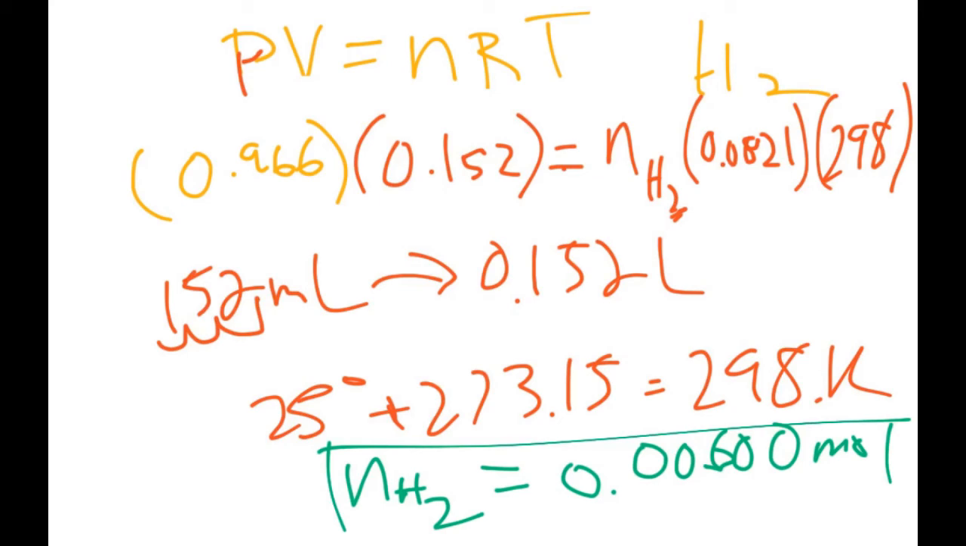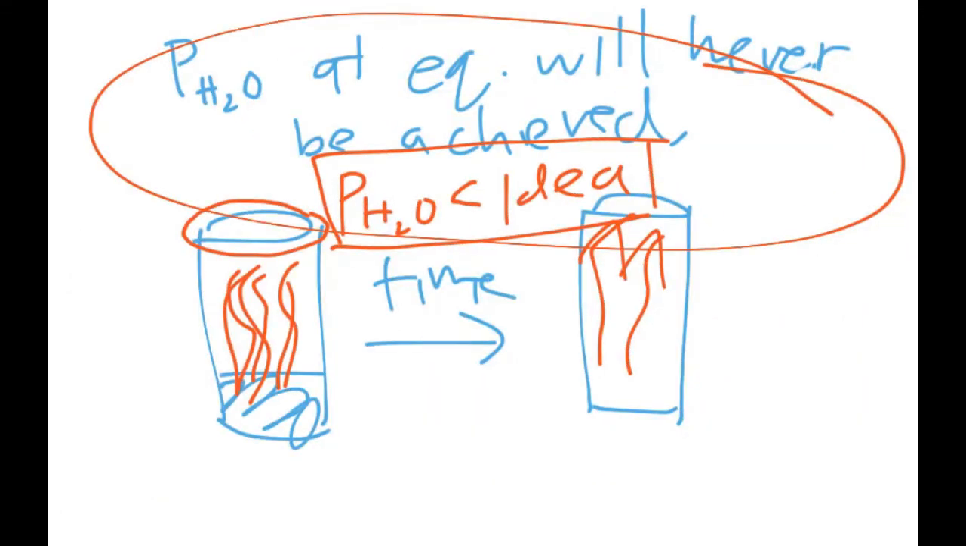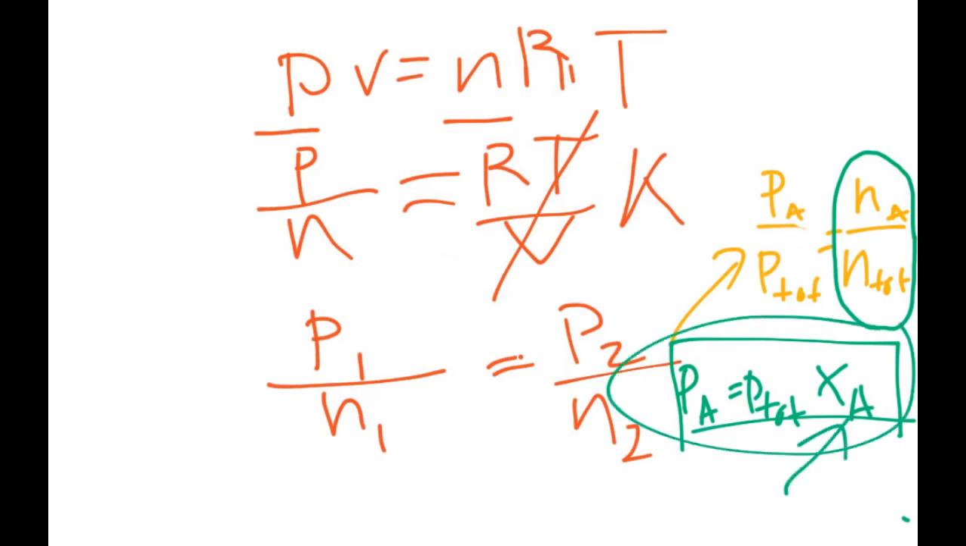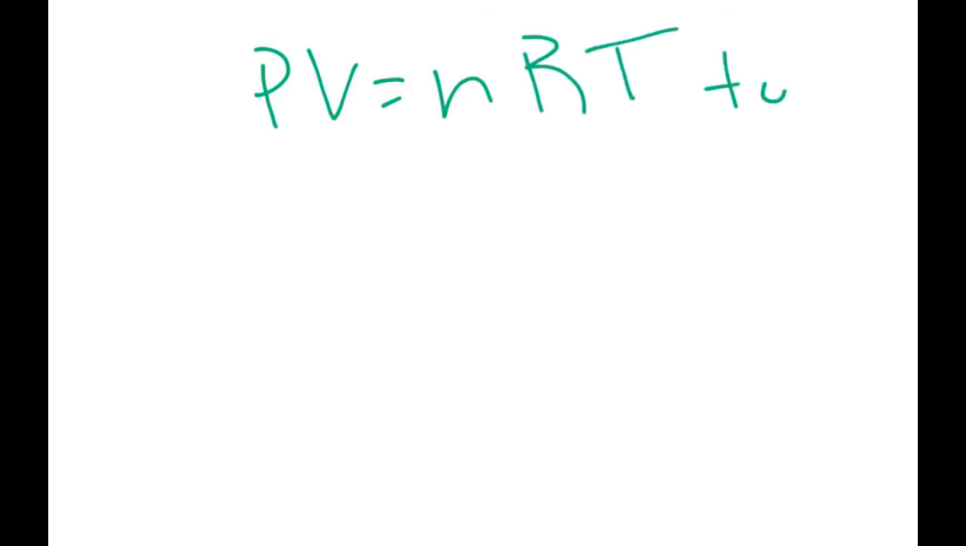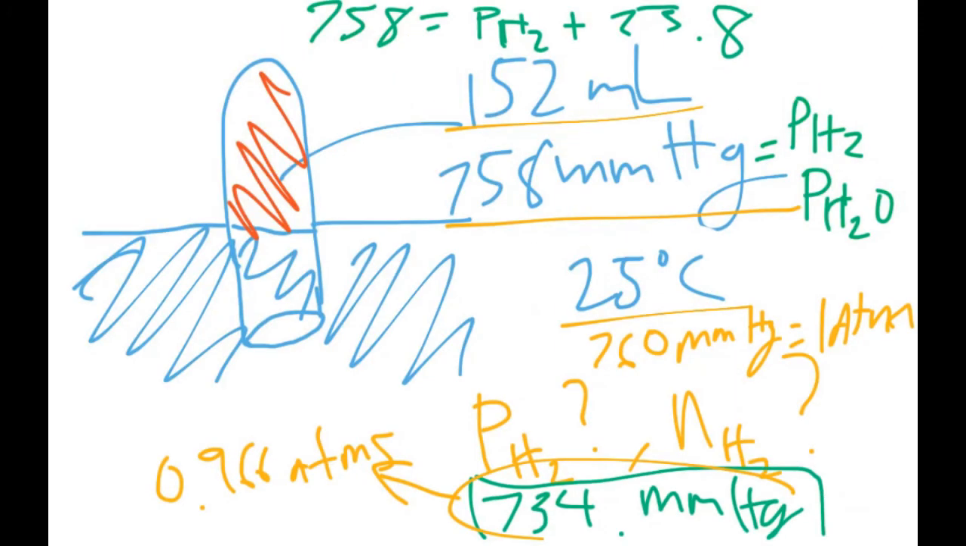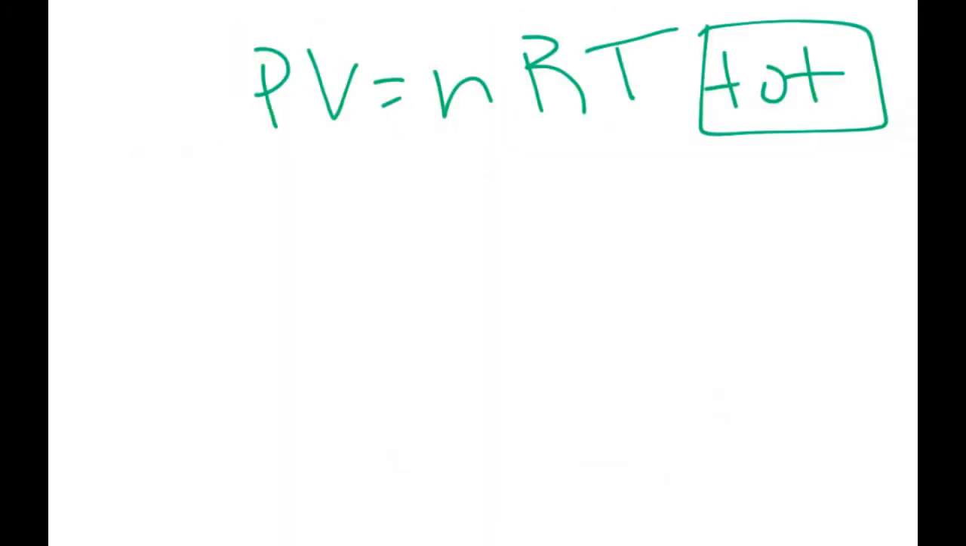Now we can do this question using mole fractions, which is the thing we just learned over here, where X is the mole fraction for a gas such as gas A. So let's start off this problem by finding the total number of moles of gas. The total number of moles of gas can be found using PV equals nRT, but this time we're looking at the total. So the total pressure was found to be 758 millimeters of mercury.